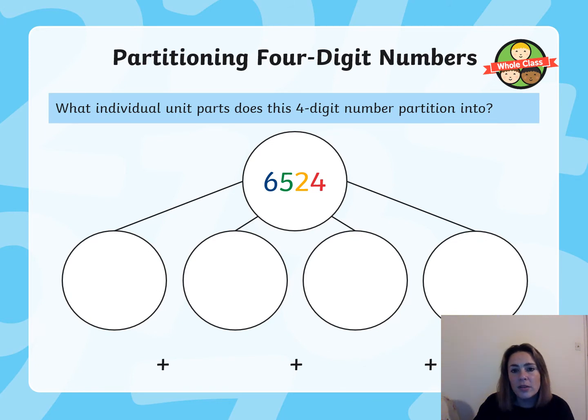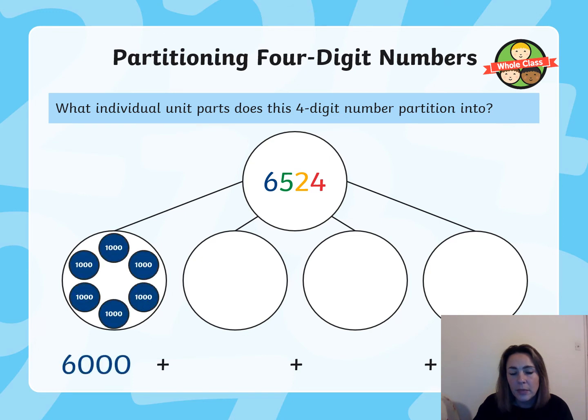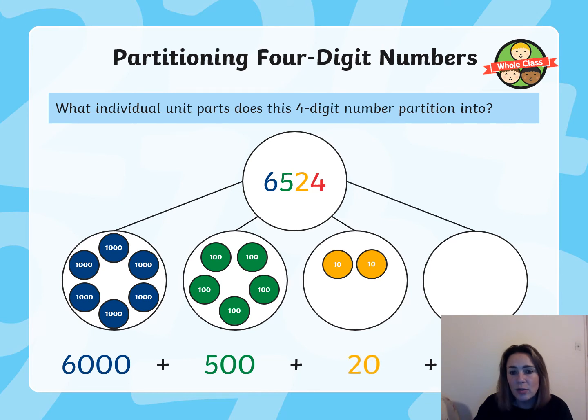What individual parts does this 4-digit number partition into? Have a go on a scrap piece of paper. Six thousand, 5 hundreds, 2 tens representing 20, and 4 ones for 4.